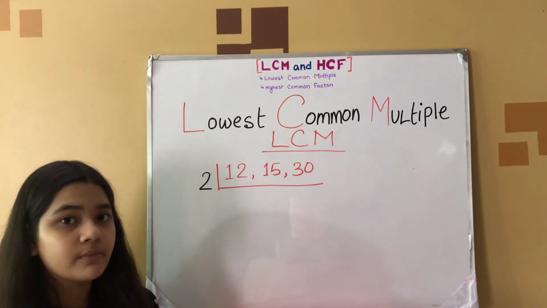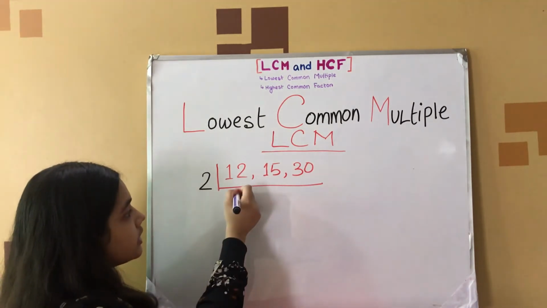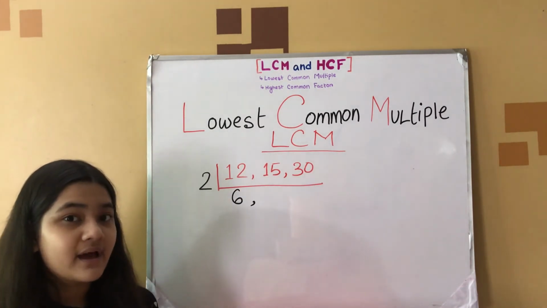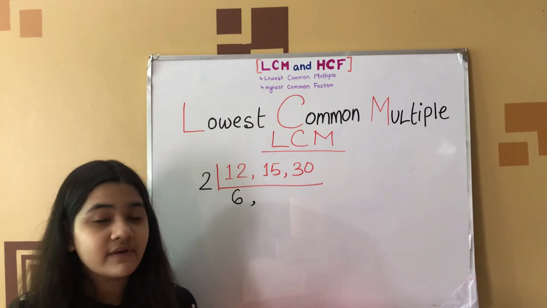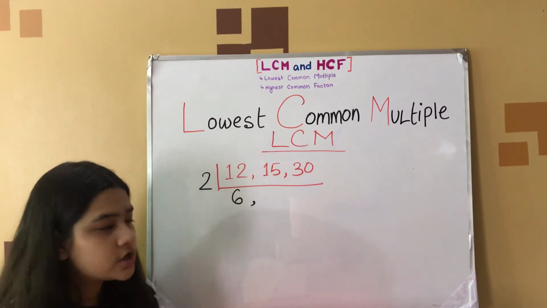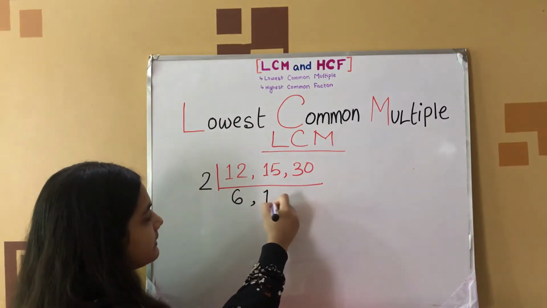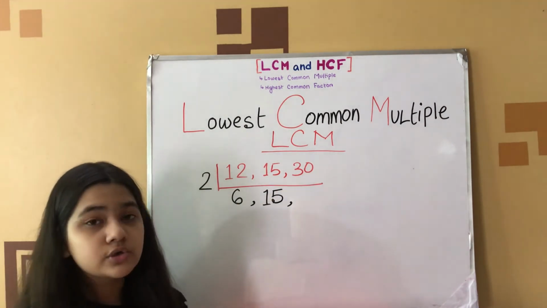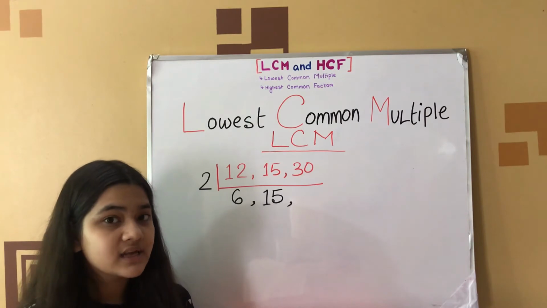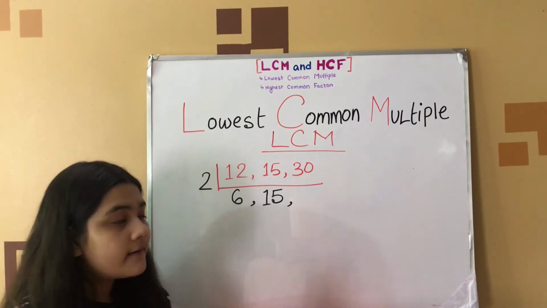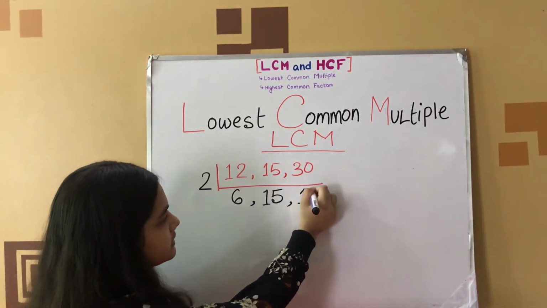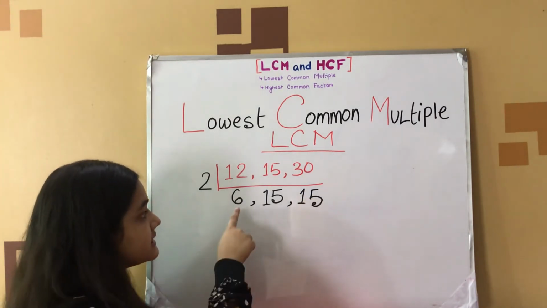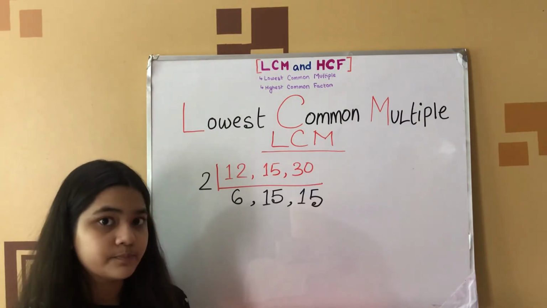2 times how much is 12? 2 sixes is 12. Now 2 cannot divide 15 without leaving a remainder, so 15 will remain as 15. And now 2 times how much is 30? 2 fifteens is 30. Now you see we have 6, 15 and 15.